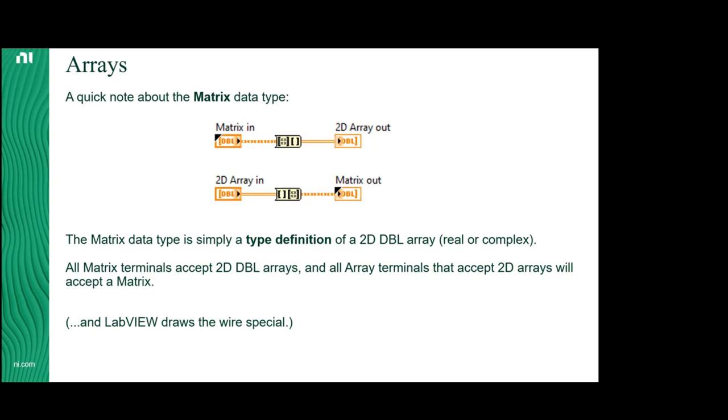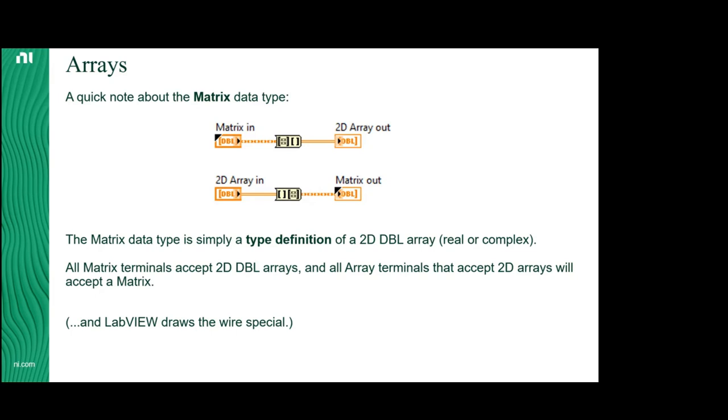But it can be a little confusing because you're used to seeing that double-lined wire for a 2D array, and now you've got this chain-looking wire, and you're thinking, wait a minute, LabVIEW class wires kind of look like a chain. Is that thing a class? No, it's just a 2D array. LabVIEW draws the wire special.